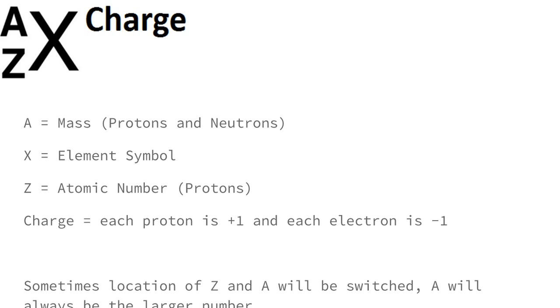We will see this represented a lot in this class, where the element symbol will be written with a bunch of numbers around it. A will represent the mass number, which is the protons plus the neutrons. Z is going to be the atomic number, which is the number of protons. And then the charge, sometimes written in the upper right, is going to be based on the number of protons and electrons, with the protons giving us +1 and the electrons giving us -1. Sometimes A and Z will be switched, so the atomic number will be on top. Just know that A will always be the larger number.